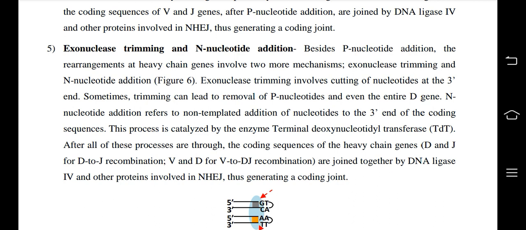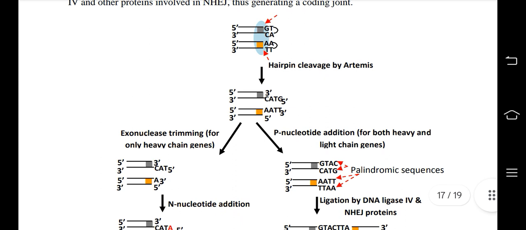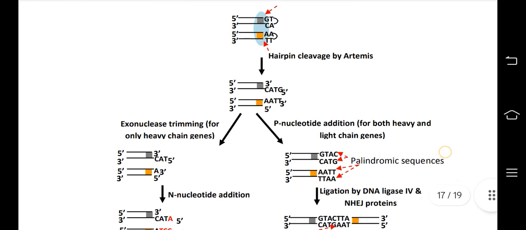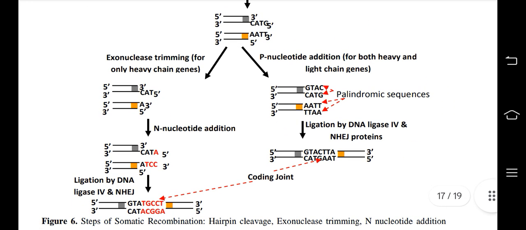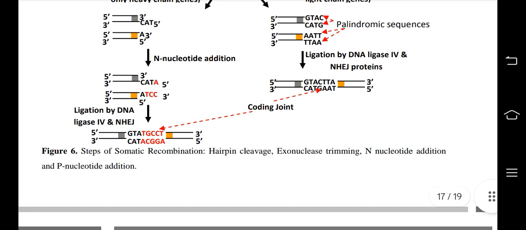After all of these processes, the coding sequences of the heavy chain genes, V, D and J, in D to J recombination and V to DJ recombination, are joined together by DNA ligase 4 and other proteins involved in NHEJ, thus generating a coding joint. Hairpin cleavage happens, then exonuclease trimming for heavy chain genes only, P-nucleotide addition giving a palindromic sequence, N-nucleotide addition, and ligation by DNA ligase 4 and NHEJ proteins, generating the coding joint.